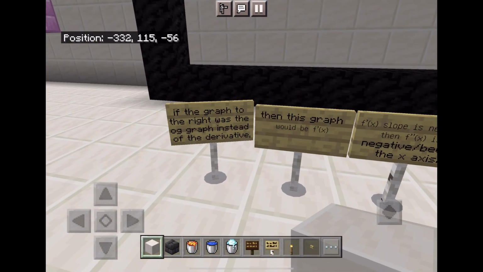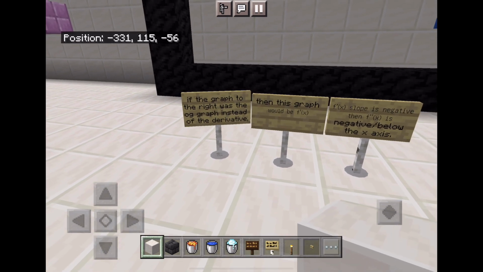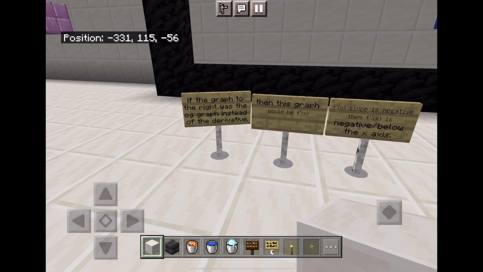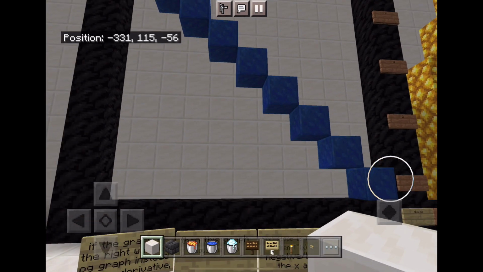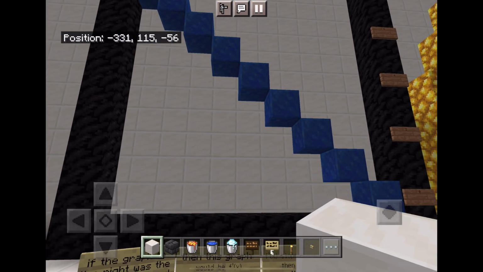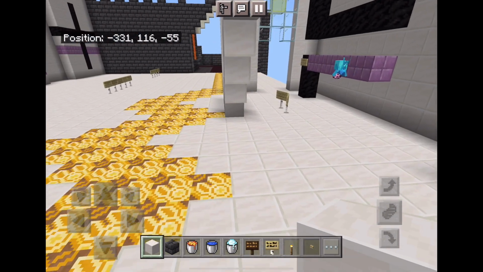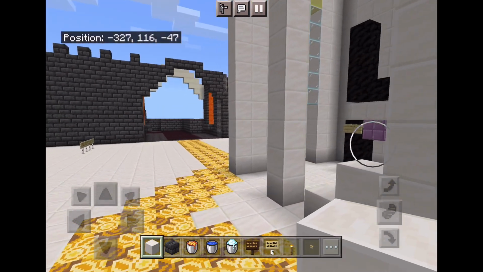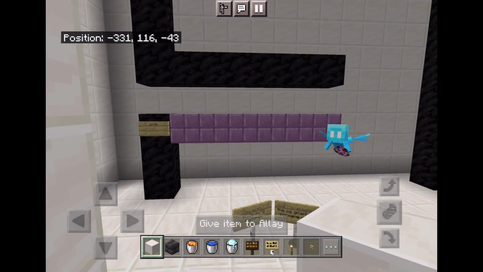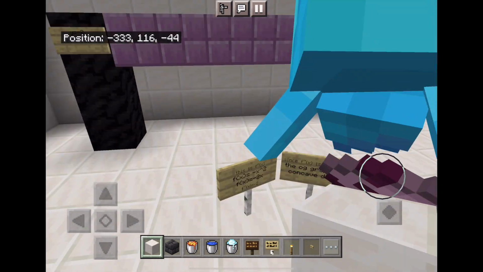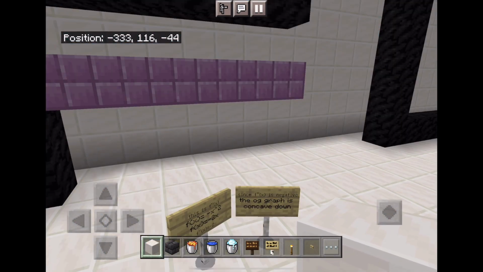Okay, so let's create a new scenario where the gold graph is the original graph, f of x. This graph would be the derivative of the graph to the right. This would be f prime of x. And so you see here the f prime slope is negative. It's going down and to the right. And so that means f double prime will be negative and under the x-axis because it's the slope of the previous graph.